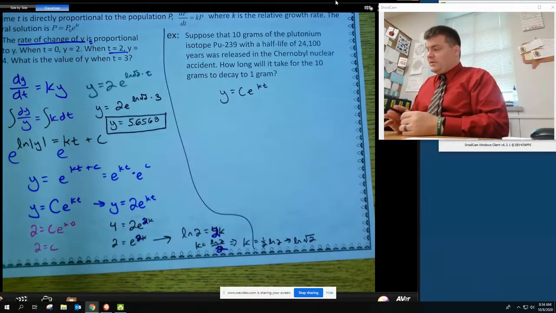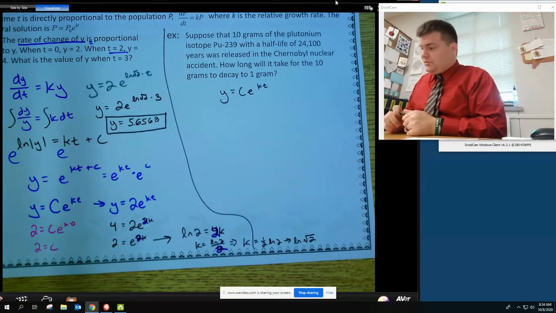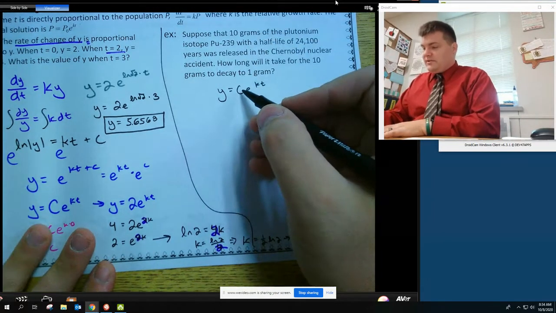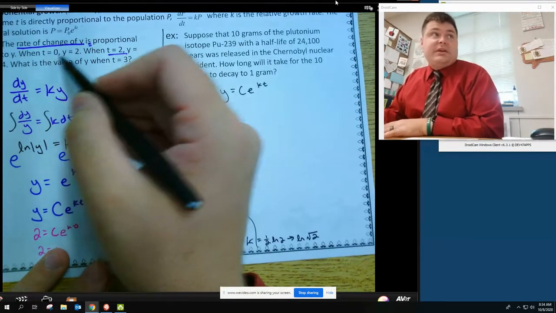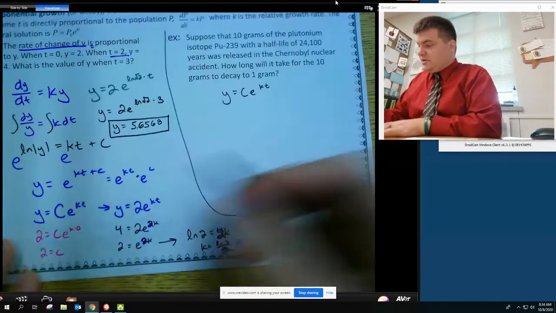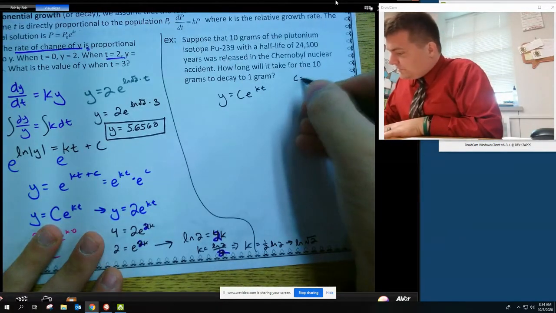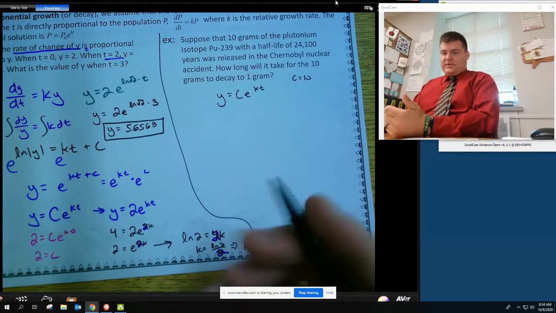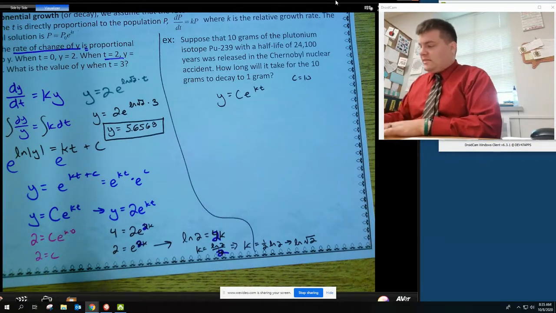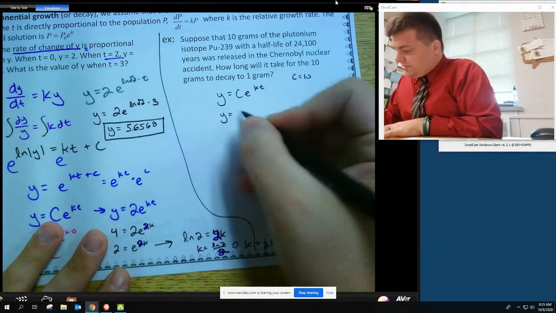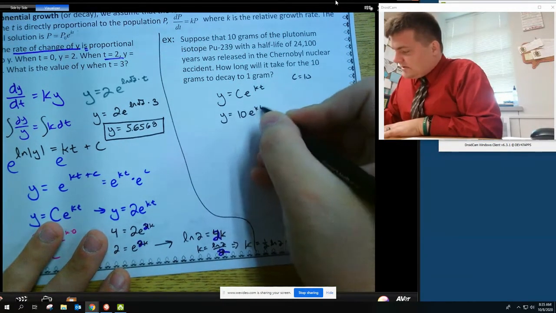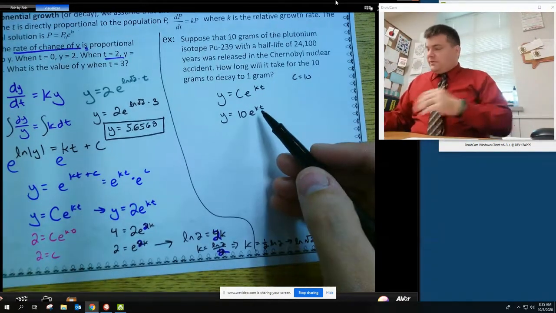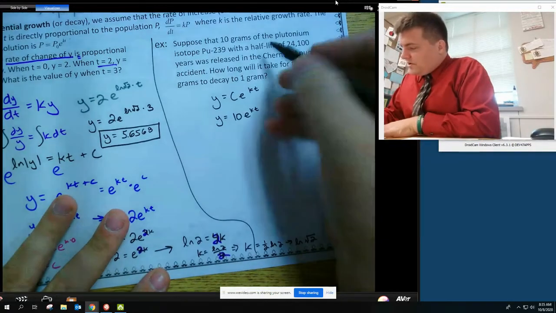All right, so what are we given here? We are being told that we have 10 grams, and c is the initial value. Just like when t was 0 over here, we found that c was actually 2. So our c value is going to be 10. That really helps us out a lot. And then we're going to get y equals 10 e to the kt.